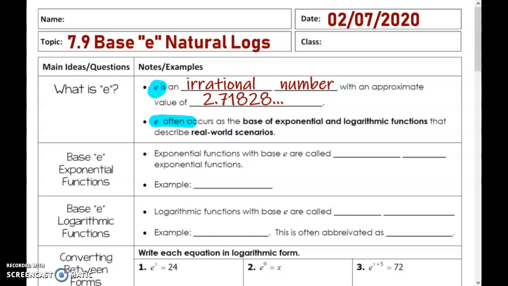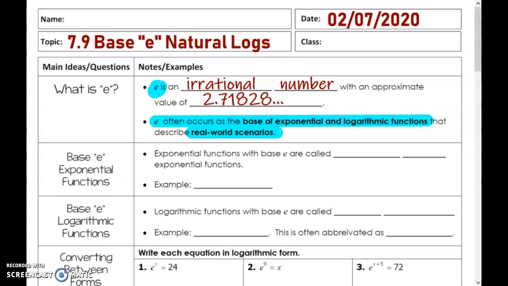So E often is used as the base of exponential and logarithmic functions. Instead of a base 10, we'll see a base E. And it's used with real world situations. A lot of times it comes up in nature, which is unusual that nature would have a common, kind of like an exponent almost. And so that's where we're using the E.